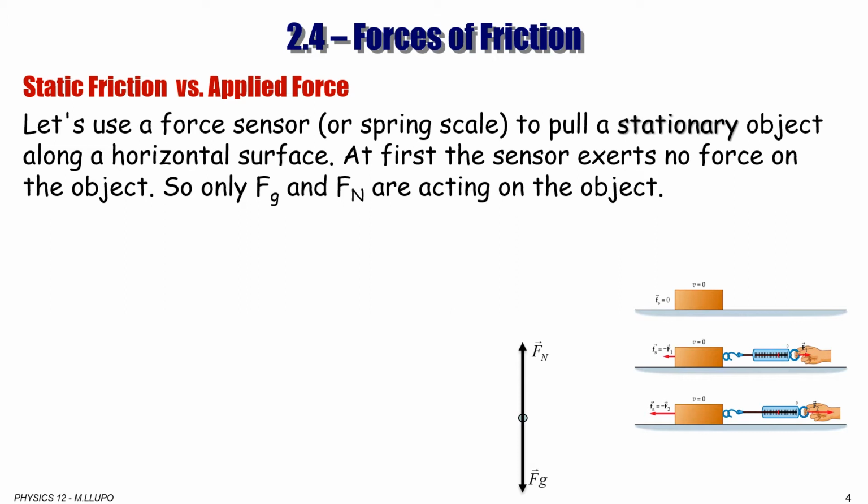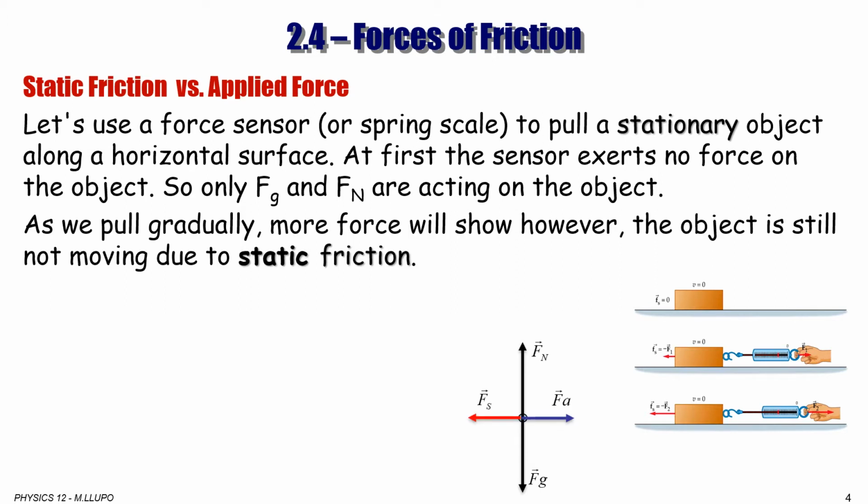At first, the sensor exerts no force at all. So on the diagram on the top, there is no applied force acting on the stationary object. As we pull gradually, more force will show. However, the object is still not moving due to a static force of friction. So the applied force and static force of friction will cancel each other.